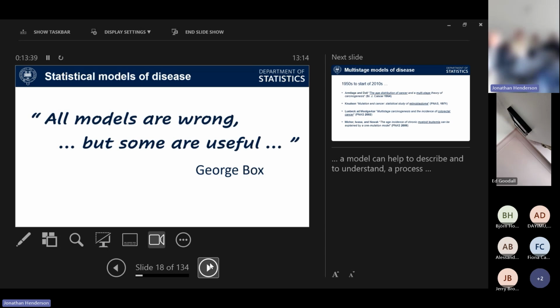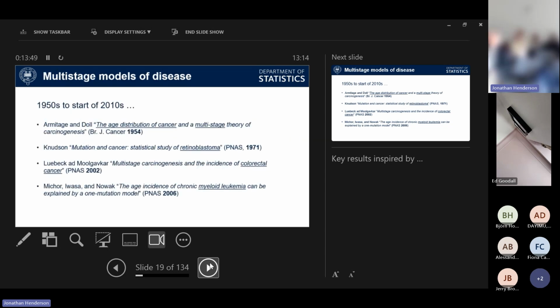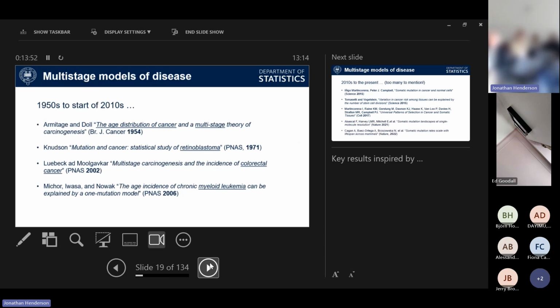But as George Box famously once said, all models are wrong, but some are useful. And this is a model that history has shown has proven to be very useful when it has occurred. So when it has appeared in the literature, in the 1970s and the early 2000s, it's been associated with substantial breakthroughs in our understanding of cancer processes in this case: retinoblastoma, colorectal cancer, and myeloid leukemia.